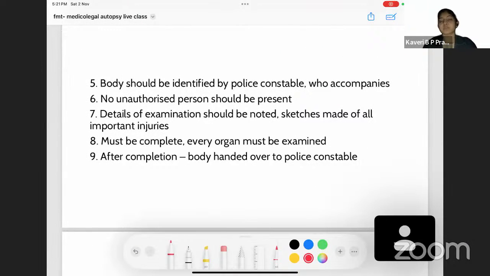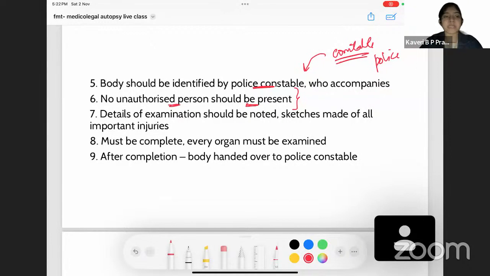Apart from this, there are some other rules. So, what are the other rules? The body should be identified by the person who is stating that they need an autopsy. So this person has to identify the body before the doctor makes the incision on the body. No unauthorized person should be present. That is, for example, kith and kin, a relative of the person, or some other police officer, or some other doctor, or some neighbor of the deceased. Nobody should be present. Only the authorized people, the doctor and the police, can be present.